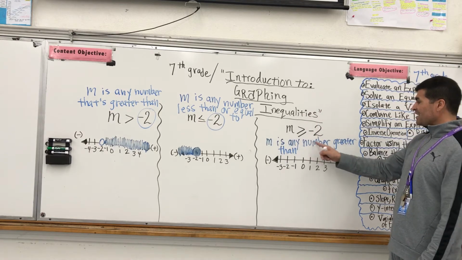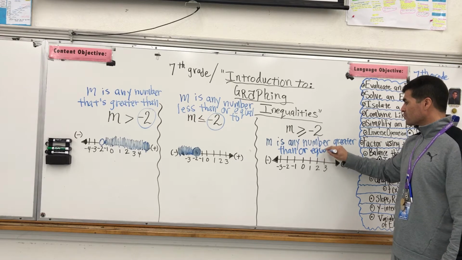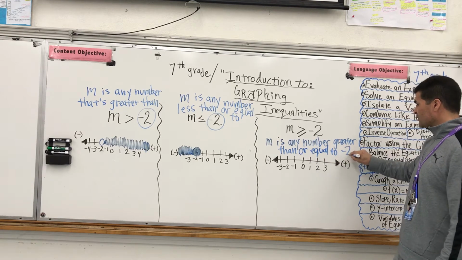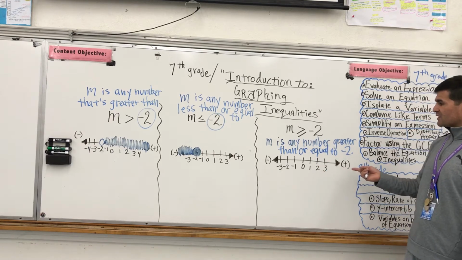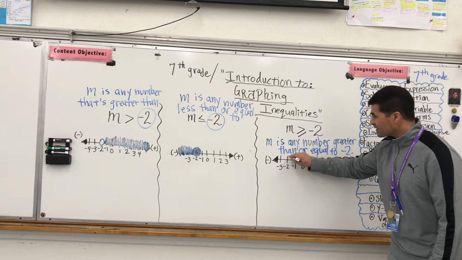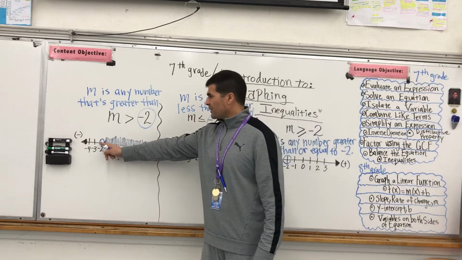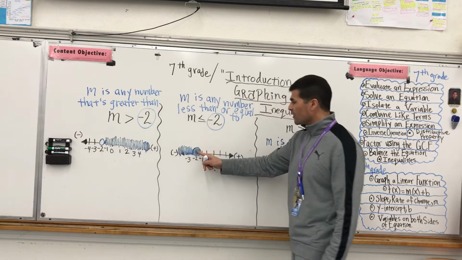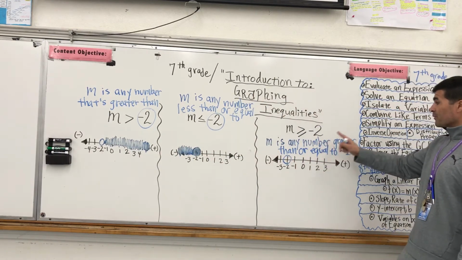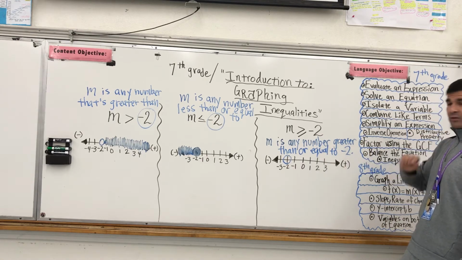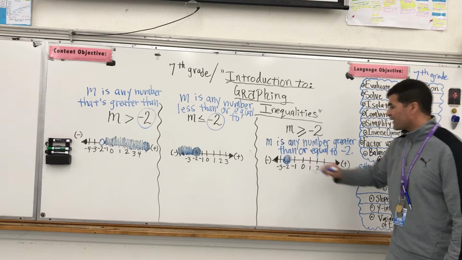If m is any number greater than or equal to negative 2, I need to show this again on this graph, on this diagram. Once again, I put a circle on top of negative 2. Now, should I put it open or should I color it in closed? Well, if m could be any number that's greater than or equal to negative 2, I'm actually going to color it in. I'm going to color this in right there.